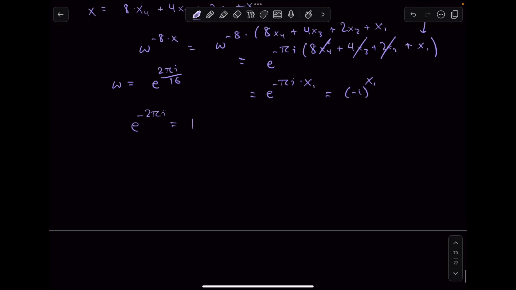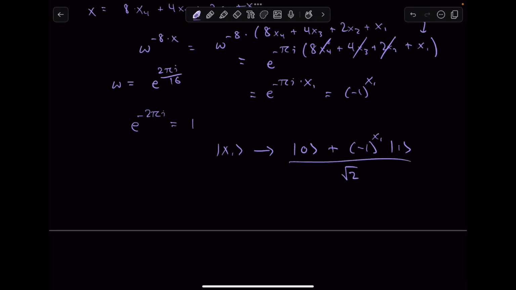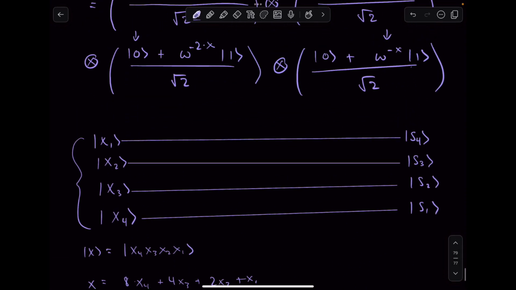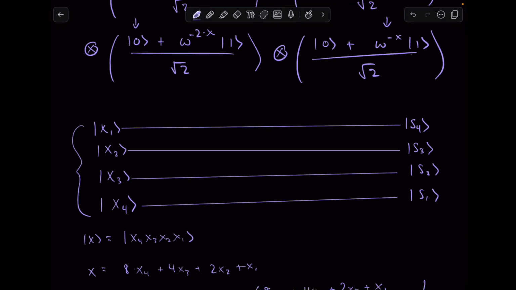So the transformation we want on the first qubit is x1 going to 0 plus negative 1 to the x1 1, over the square root of 2. And we actually already know a gate that does this. It's just the Hadamard transform. So we know what our first gate is going to be on the first qubit. It's going to be just a Hadamard. And I'm going to put it at the end here because we still want to use the value of the first qubit to decide what gates we're going to put on the other ones. And we want the initial value, not the value after the Hadamard.